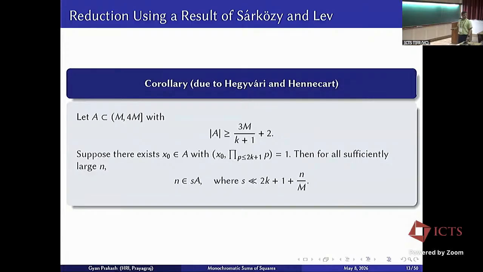Okay. Of course, if this is contained in m to 4m and I want some very large natural numbers, then I cannot write it as a sum of few summands. But if n is small, not particularly large in terms of m, then this ratio is bounded, and then this S is not too large.